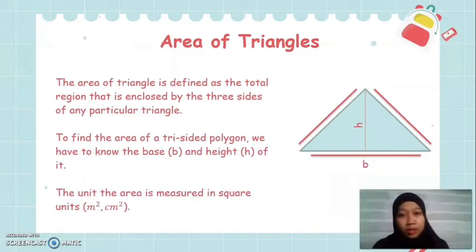Area of triangle. The area of a triangle is defined as the total region that is enclosed by the three sides of any particular triangle. To find the area of a three-sided polygon, we have to know the base, usually symbolized by letter B, and the height, usually symbolized by letter H. The area is measured in square units. Example, meter square, centimeter square, and the others.